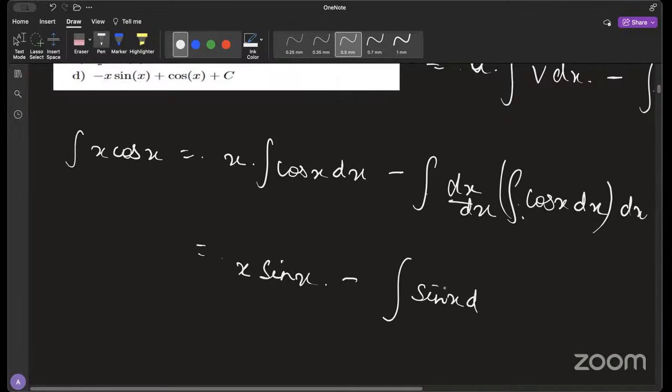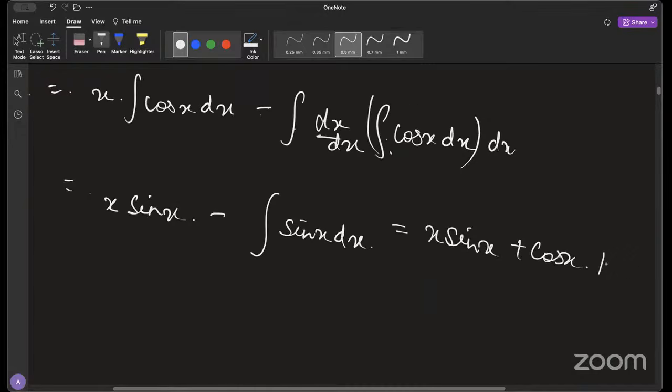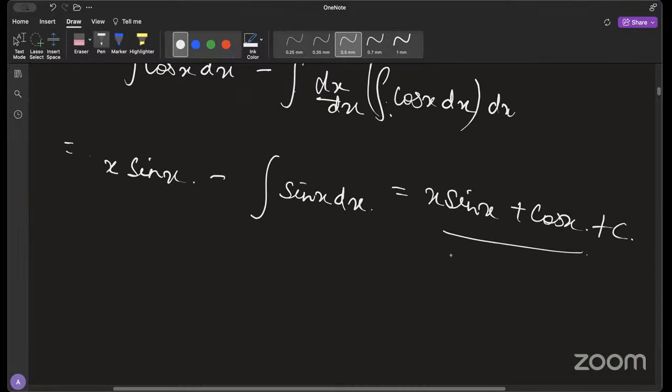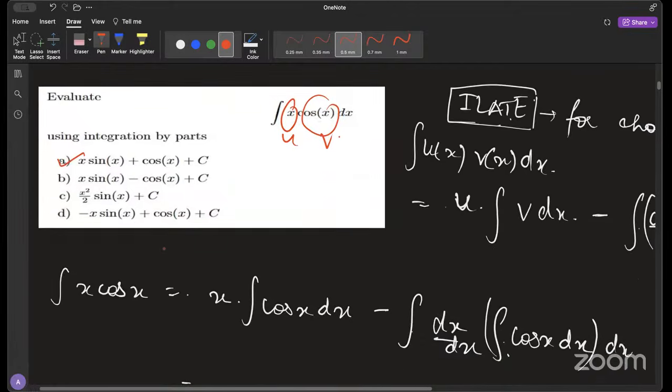sin x. So this is going to give you x sin x, which is already here, and then the integration of this thing is minus of cos x, right? So it will be plus cos x. And the constant is always included at the end. So this should be the answer, x sin x plus cos x plus c. Yeah, this should be the right answer.